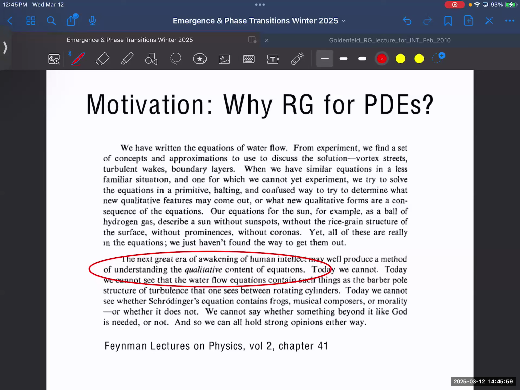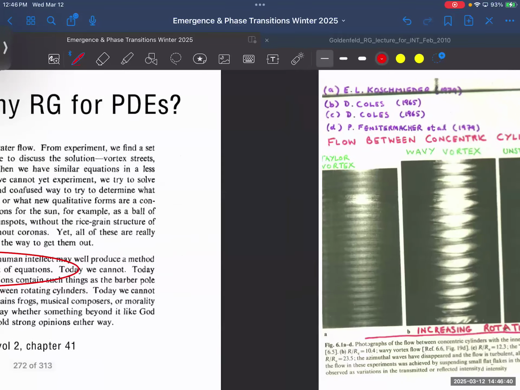And then he says, the next great era of awakening of human intellect may well produce a method of understanding the qualitative content of equations. Qualitative content. This is what a statistical mechanic would call the phase diagram. If I give you a differential equation like the Navier-Stokes equations with boundary conditions and so on, I want to know the phase diagram of it. As I change a control parameter, such as the Reynolds number or the Prandtl number or whatever it might be, what new emergent structures come out, and what are the quantitative descriptions of those things? That's what Feynman was looking for. When he wrote this, you couldn't do it. Today, we can do it a little bit, but still, it's not great.